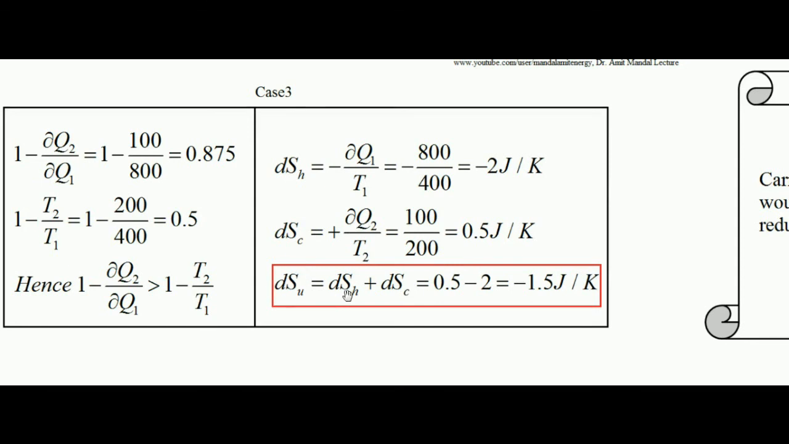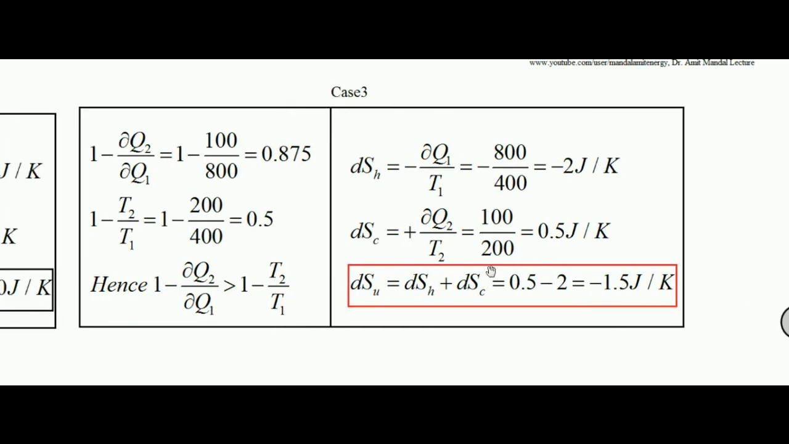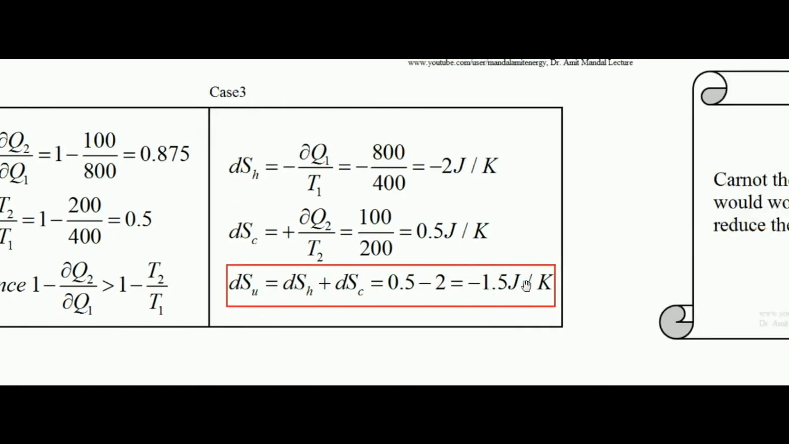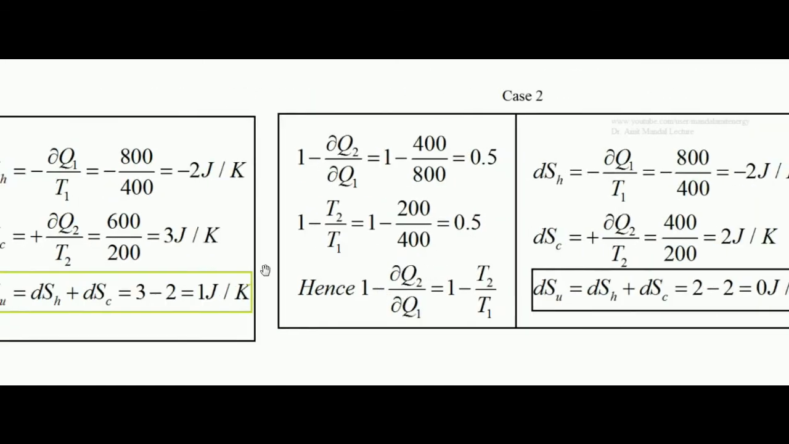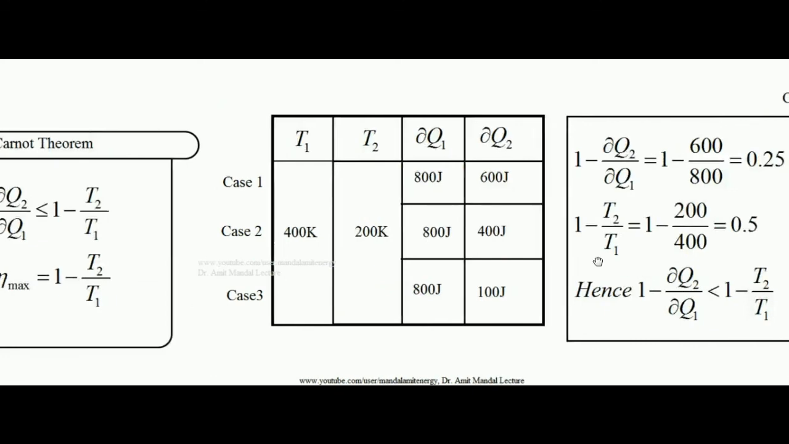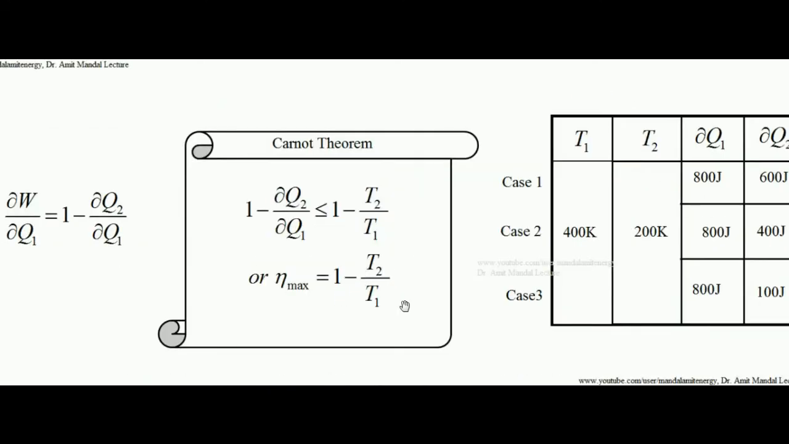Now what is the entropy change of the universe? Let's add the two, we will get a negative answer. So what is happening? In case 3, the entropy of the universe is reducing. So this is the reason it is not possible for 1 minus del Q2 by del Q1, that is the efficiency of the engine, to be greater than 1 minus T2 by T1, which is an impossible case. The reason being that if the engine runs in this fashion, it will reduce the entropy of the universe. So by this example we have found why it is said that the maximum efficiency of an engine is equal to 1 minus T2 by T1.